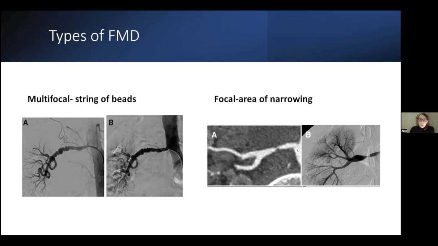On the right, you see the focal FMD, which is a narrowing of the blood vessel. And here you see an angiogram, again of the renal artery, and you see a small little pinch on image A, or a narrowing that we call a stenosis. This type of FMD typically presents in younger women and manifests as ischemia or lack of blood supply to the organ distal to the narrowing.